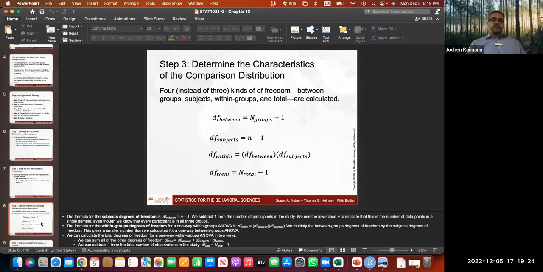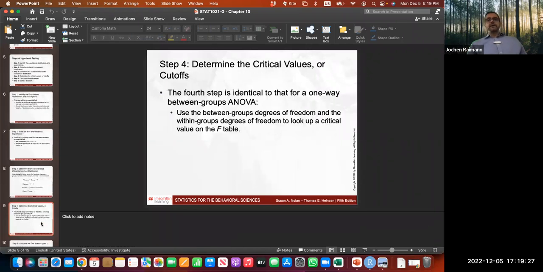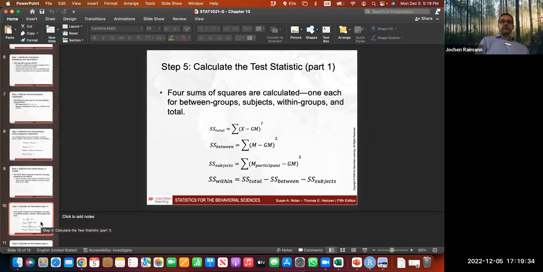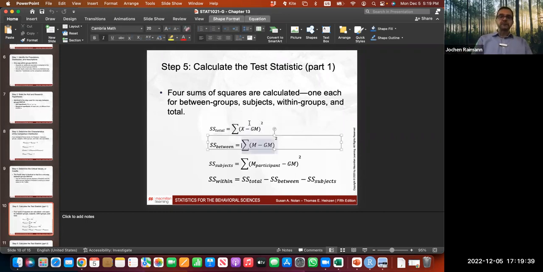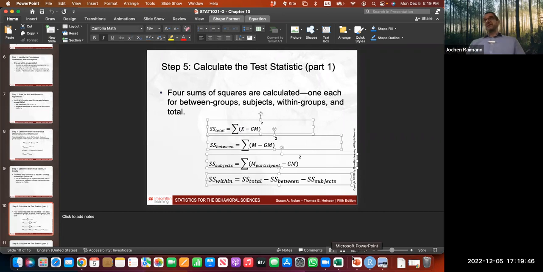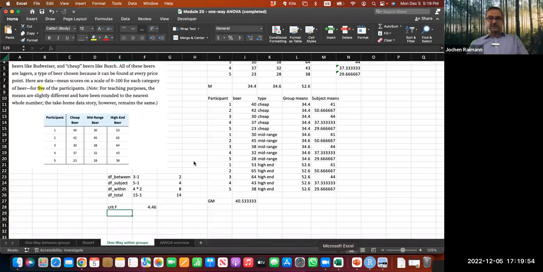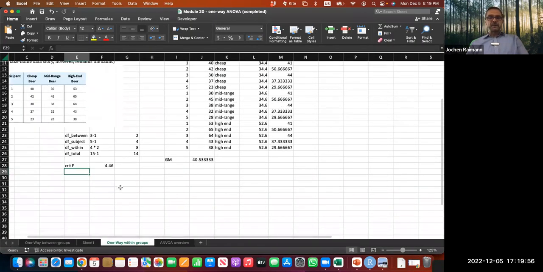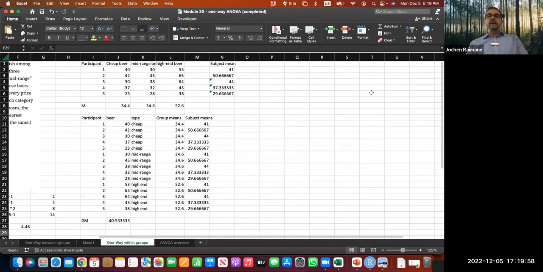Good. So far, so good. So the fourth step is identical to the one-way. So now we need to look up that critical value. And then we're going to get essentially to the calculation, and I'm just carrying this over now. Did you follow along with what I am doing here in the spreadsheet? I hope some of you at least can follow along on the Excel spreadsheet. I know it's a little fast, but it is unfortunately a lot of dense material today. So that's why I'm going a little faster than I did in the beginning.